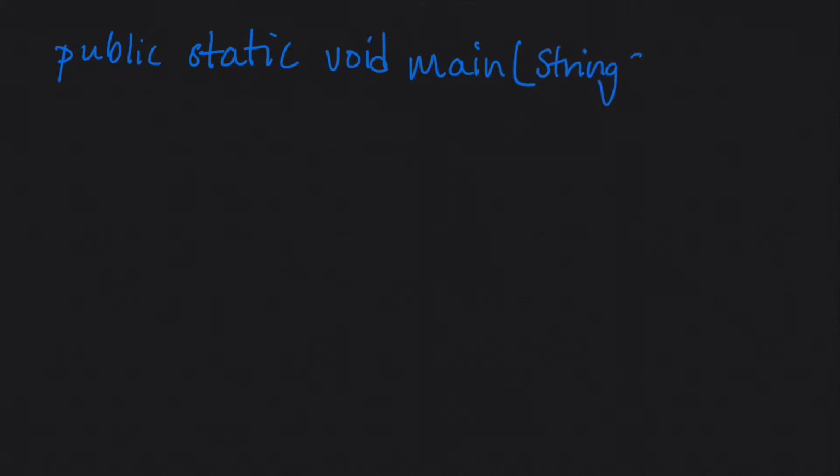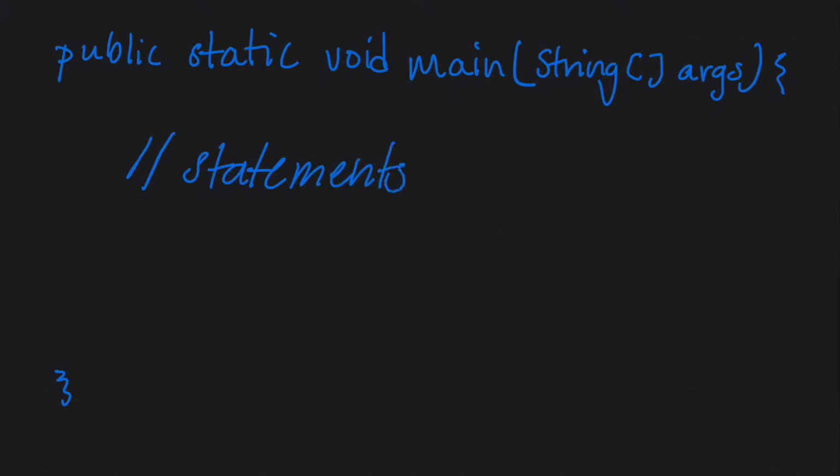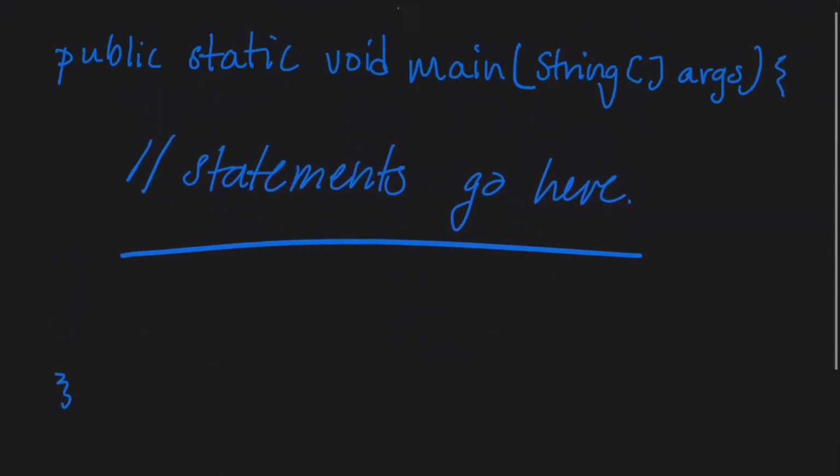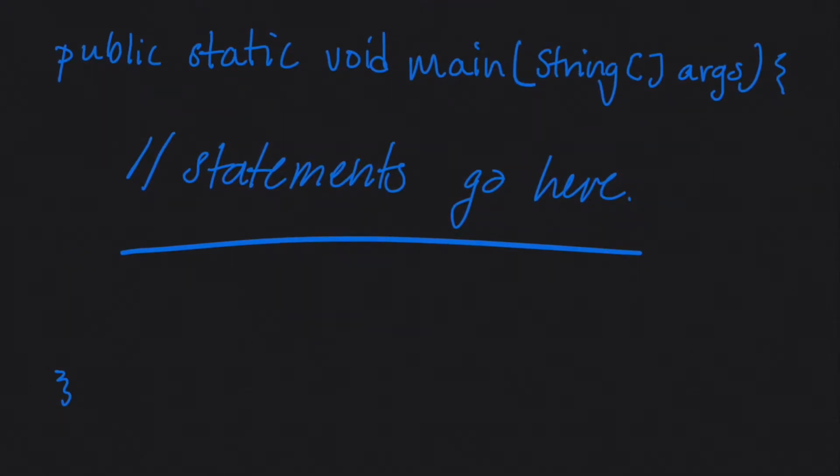So the Java main method follows the form of public static void main, string array args, and then some scoping. And then inside of this scoping we put our statements. So let's dissect this method piece by piece.